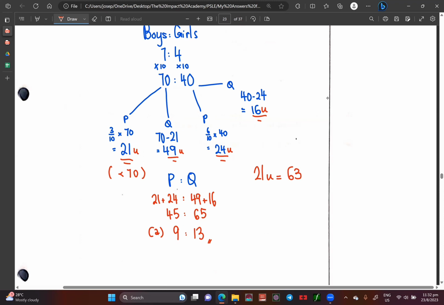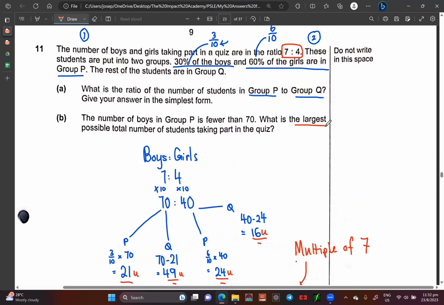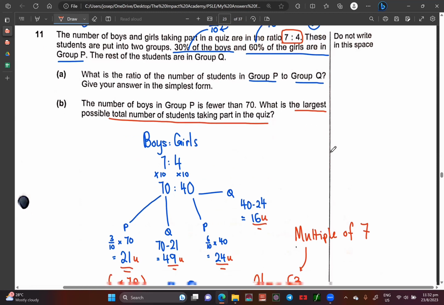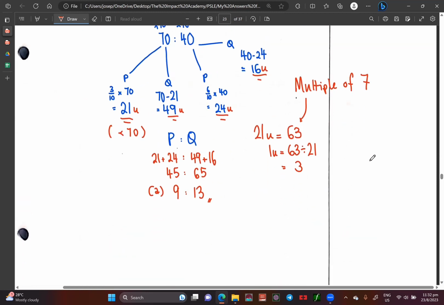So over here, I'm going to find one unit. I'll do 63 divided by 21. Just for your information, for those of you who do not know, 63 is a multiple of 7. So 63 divided by 21, we get 3. Now, the question is asking, what is the largest possible total number of students taking part in the quiz? The largest possible has to be, of course, you find the total number of units, which is 45 units plus 65 units.